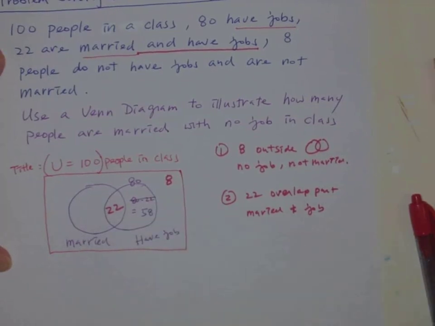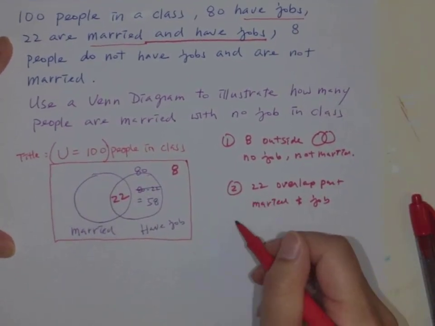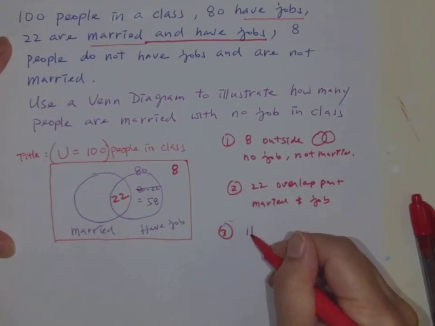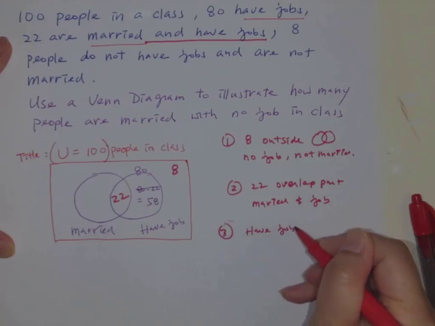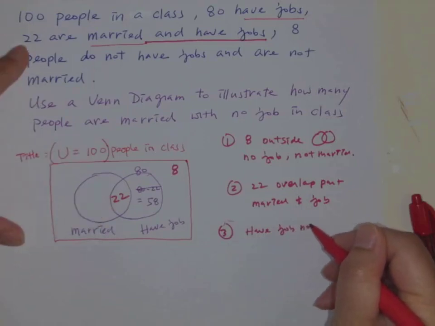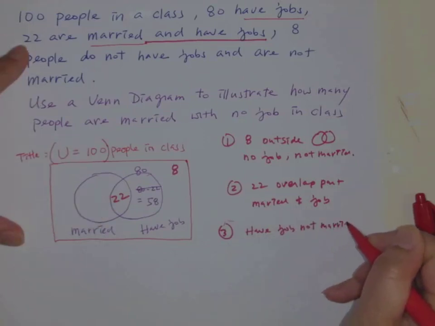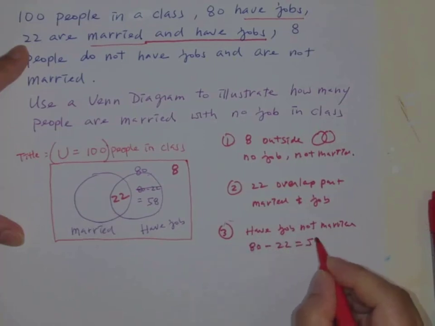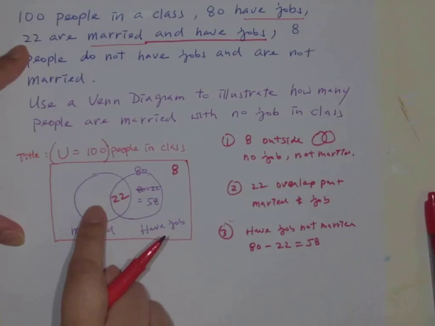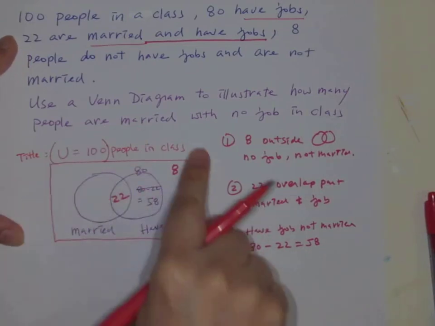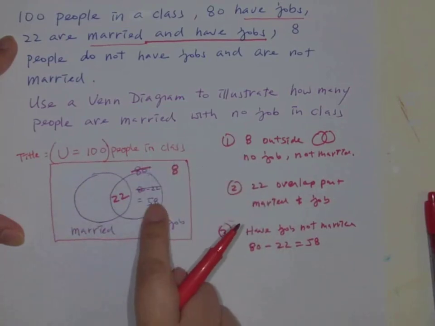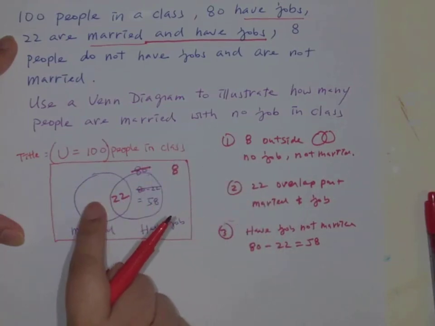So number 3, I'm going to say have job but not married, right? It's going to be 80 subtracting 22 equal to 58. So now I have to figure out this part, right? This is the last part. So I know the whole thing add up to 100. If I subtract this number, this number, it should equal to that, right?